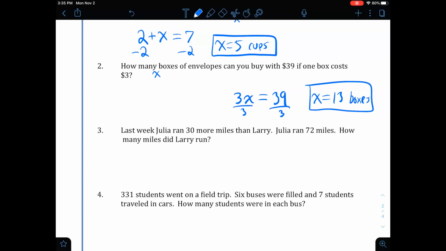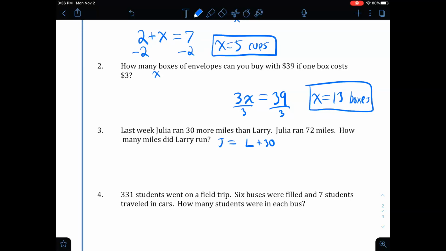All right. Number 3, last week Julia ran 30 more miles than Larry. Julia ran 72 miles. How many miles did Larry run? All right. So whenever it says Julia ran and then they tell you something else about the other person, we're going to put that person as equal to, and then you're going to write what the comparison is to the right of the equal sign here. 30 more miles than Larry. Well, "more than" needs to go at the end, so plus 30 is going to go at the end, and we're going to put Larry in front here like this. Julia equals Larry plus 30, or 30 more miles than Larry, right?